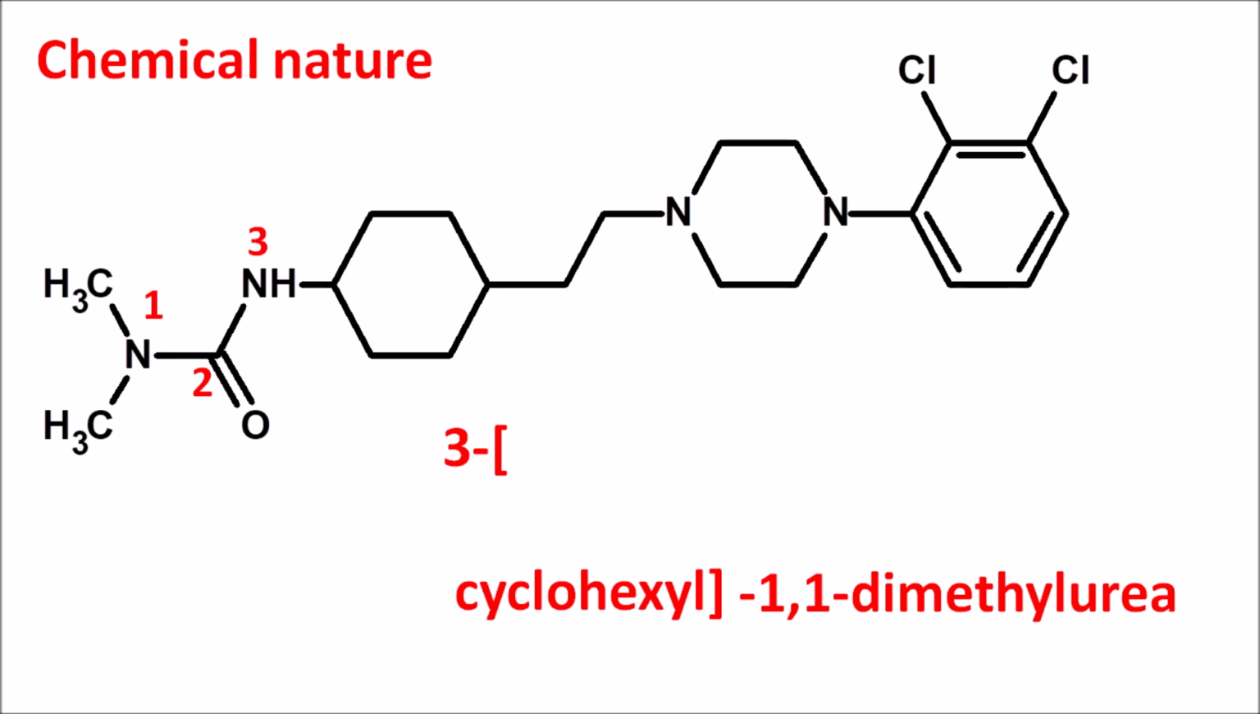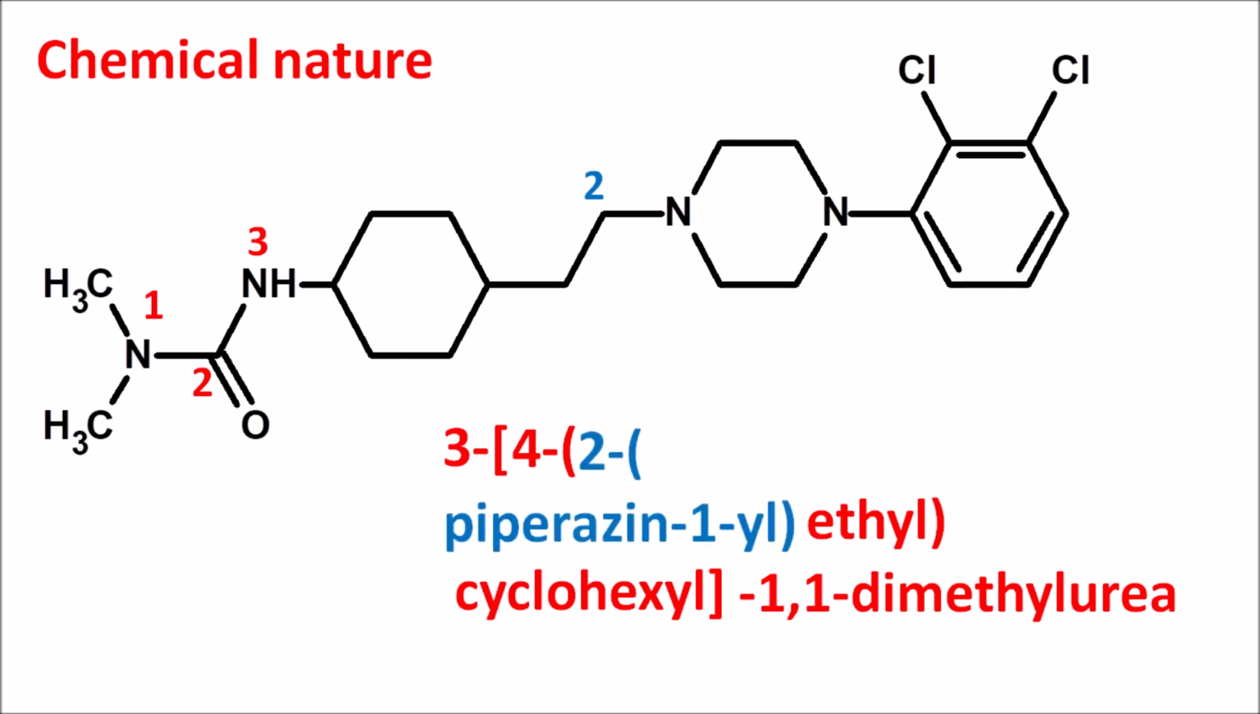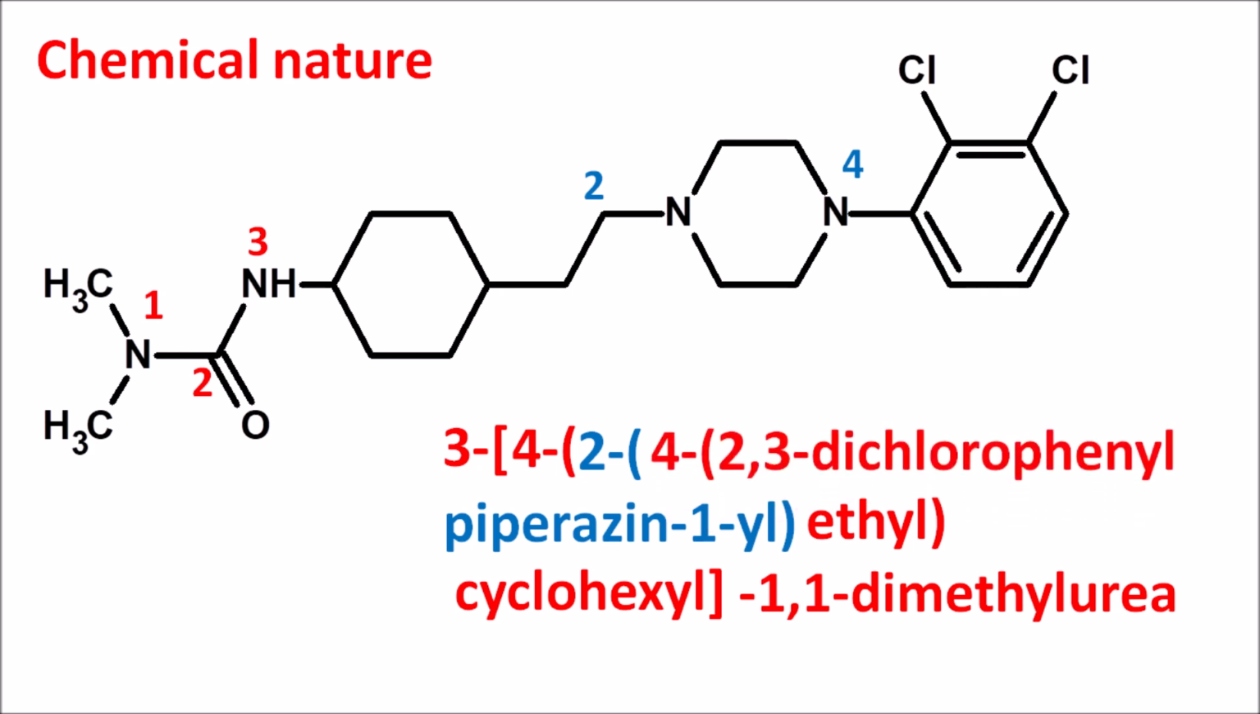Now to this cyclohexyl ring, at the fourth position, an ethyl side chain is present, so 4-ethyl. Now to this ethyl chain, at the second carbon, a piperazine ring is attached. Now this piperazine ring is attached by the first position, so we can write this as 2-piperazin-1-yl. And finally, to this piperazine, at the fourth position, a phenyl ring is attached with 2 chlorine groups at the second and third position. So this group can be represented as 4-(2,3-dichlorophenyl). That is the complete name of Cariprazine.